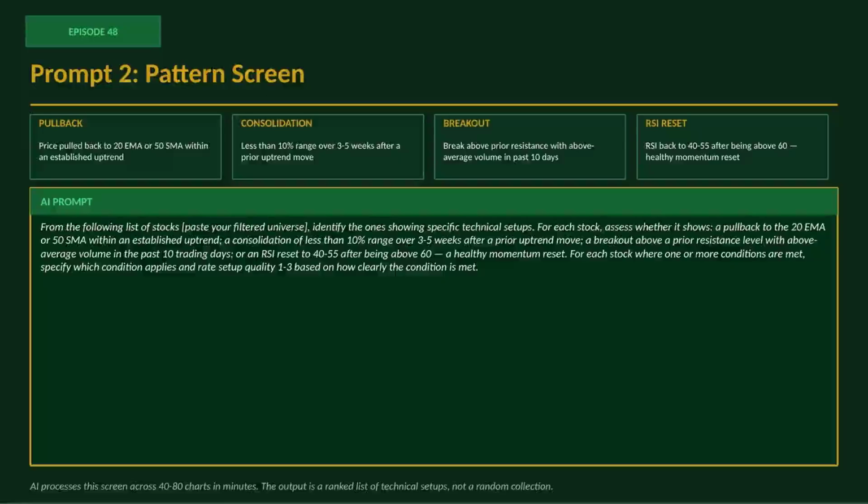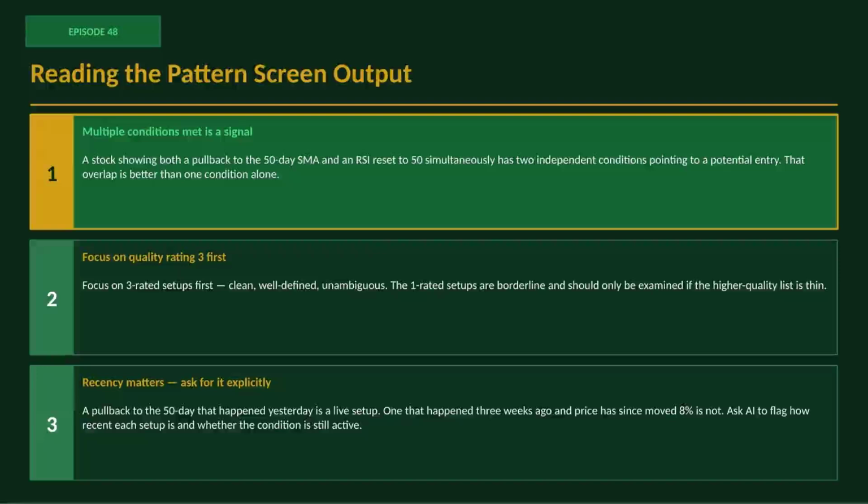For each stock where one or more conditions are met, specify which condition applies and rate the setup quality from 1 to 3 based on how clearly the condition is met. You are now applying a disciplined pattern recognition screen to a pre-filtered list of quality stocks. The output is a ranked list of technical setups, not a random collection of charts.